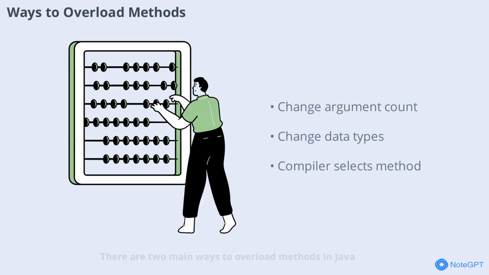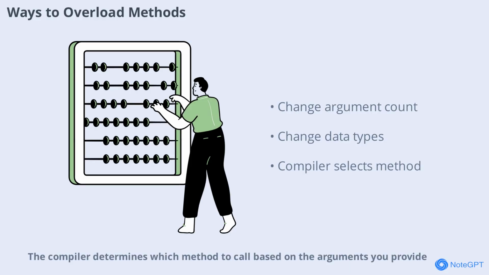There are two main ways to overload methods in Java: by changing the number of arguments or by changing the data types of the arguments. For example, you might have an add method that takes 2 integers and another add method that takes 3 integers or 2 doubles. The compiler determines which method to call based on the arguments you provide.